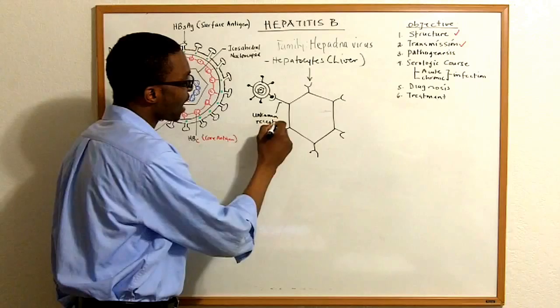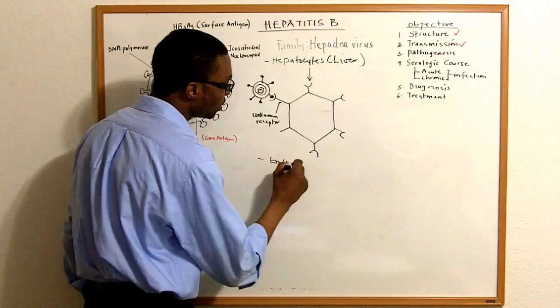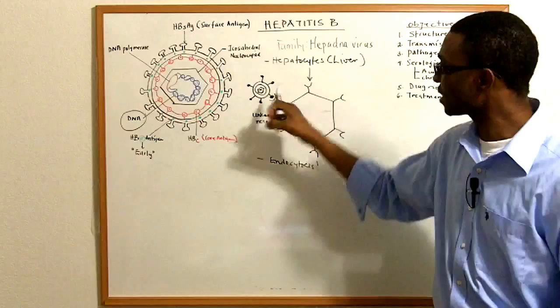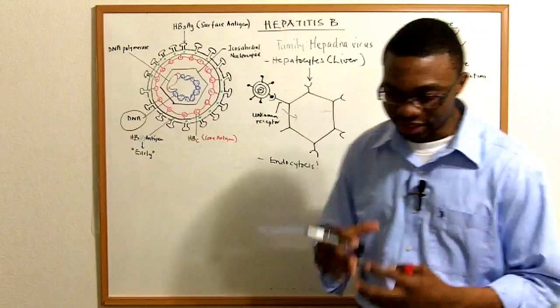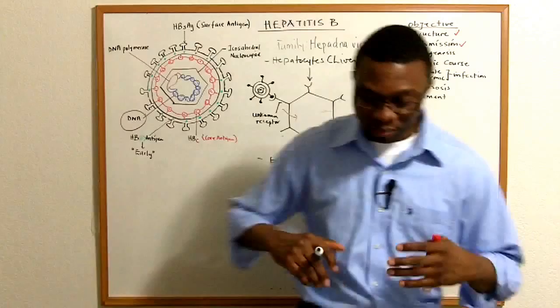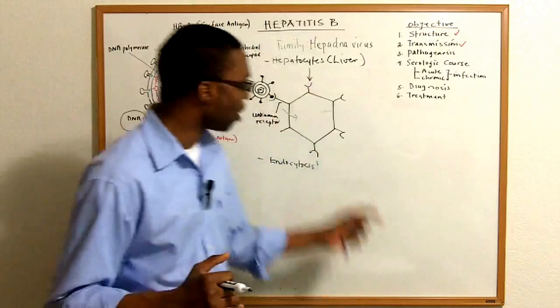And the process by which you get into the cell is called endocytosis. It gets engulfed, binds and fuses, and gets inside the cell by endocytosis. Endo means inside the cell. Now, when this gets taken into the hepatocyte, automatically, this is the beginning of an acute hepatitis B infection. Now the patient's liver cells have been infected.